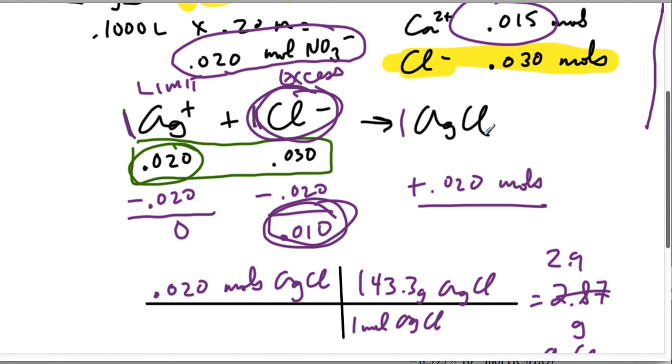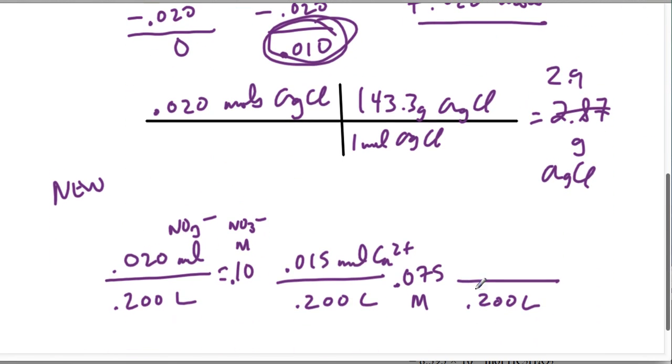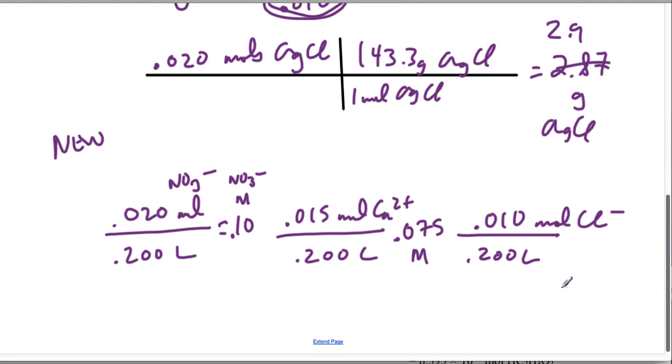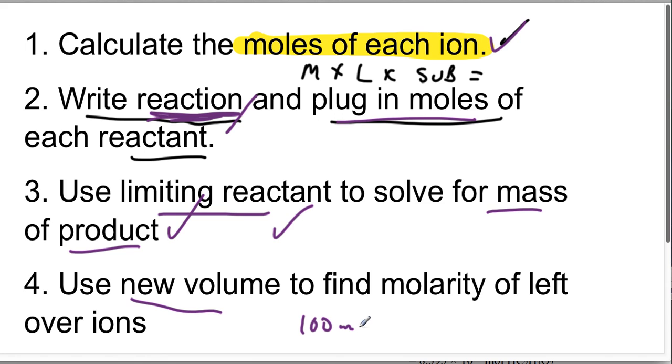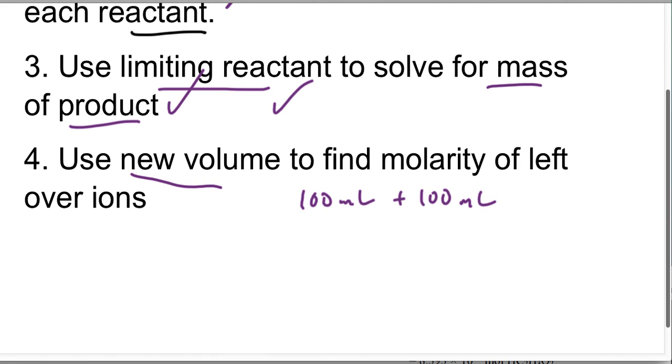The last ion is my chloride. Remember, my chloride was my excess reactant. So when I go to do that, I take the moles, which is going to be 0.010 moles of Cl minus, divide that by 0.2, and I'm going to get 0.050 molarity of the Cl minus ion. So I've done what I needed to do. I found the moles of each ion. I used the net ionic reaction, plugged in the moles, found the limiting reactant, was able to calculate the mass of the product after I had the moles, and then the new volume is 100 milliliters plus 100 milliliters, which leaves me to calculate the ion concentration by just putting in the molarity.